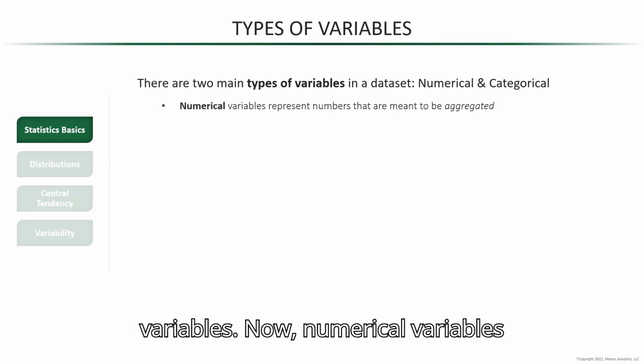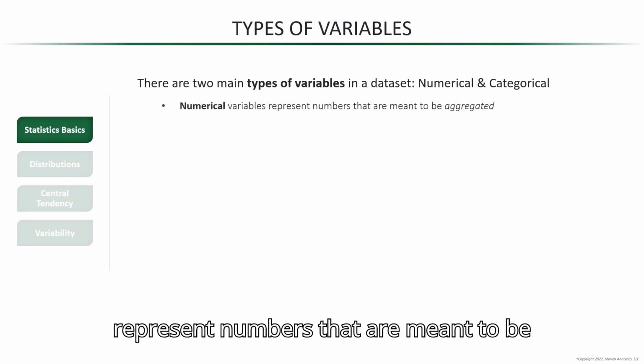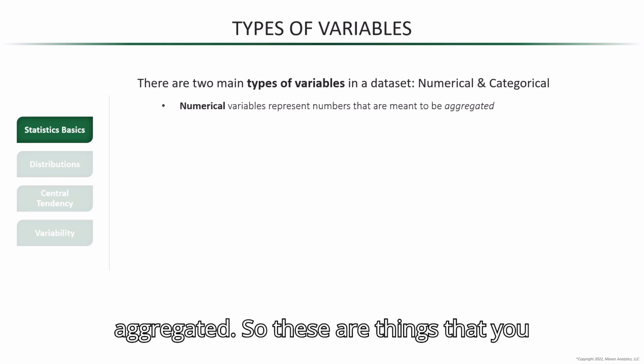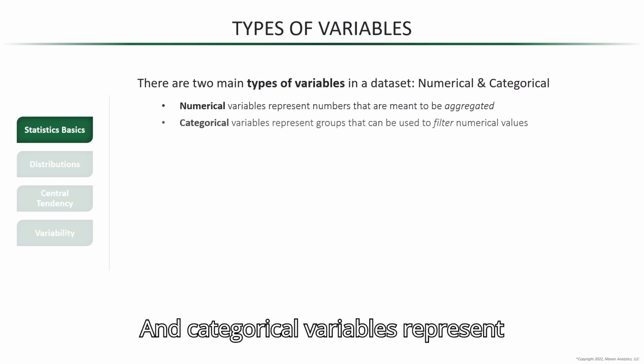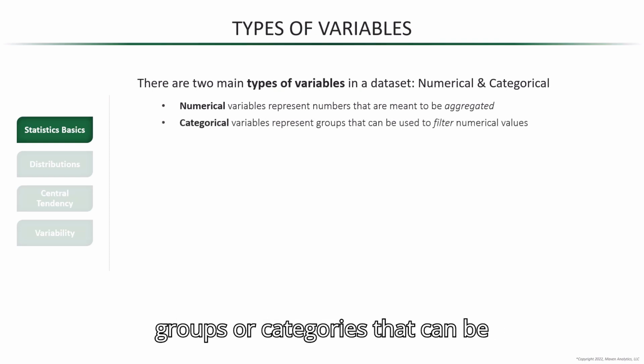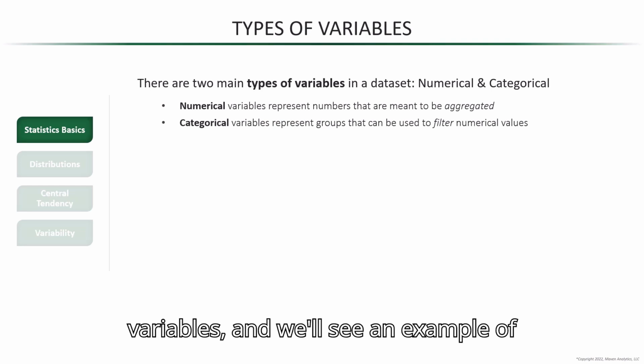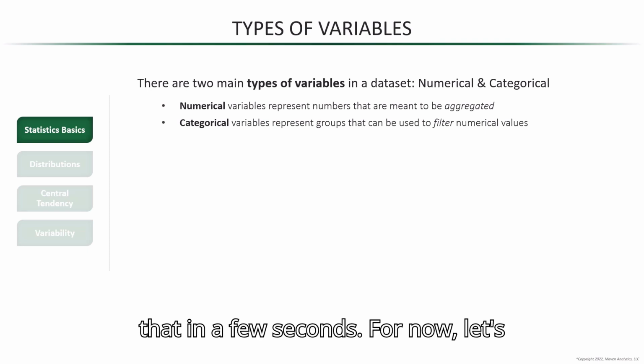Now, numerical variables represent numbers that are meant to be aggregated. So these are things that you add up or you calculate averages for. And categorical variables represent groups or categories that can be used to cut or filter numerical variables. And we'll see an example of that in a few seconds.